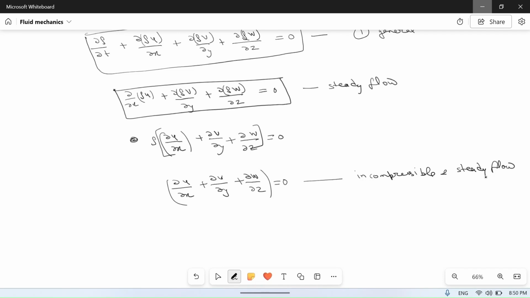Okay, so this is our final, very simplified continuity equation, and if it is in 2 dimensions, then it becomes del u upon del x plus del v upon del y is equal to 0. So this is for 2-dimensional incompressible and steady flow. I hope you understood how to derive the continuity equation. This is a very important equation in fluid mechanics. You will use it everywhere.